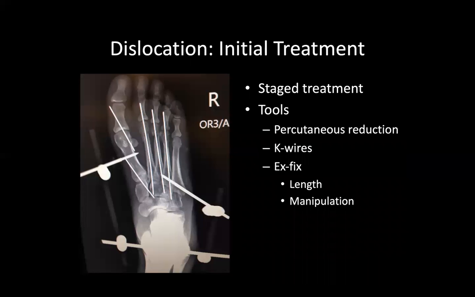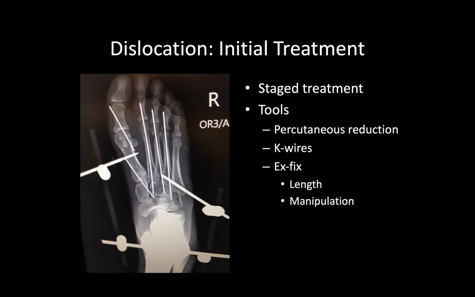If you can't get it with a closed reduction, then you've got to deal with it in the operating room. You've got some different tools at your disposal. You can do percutaneous techniques by inserting a shoulder hook or similar instrument through little percutaneous incisions. You can use external fixator Schanz pins to manipulate, and then to actually stabilize it once you get it reduced.